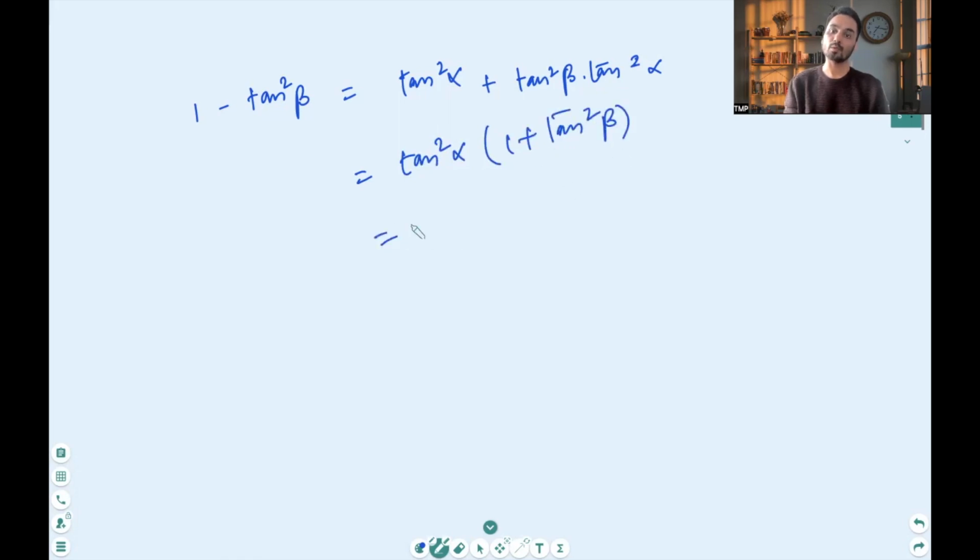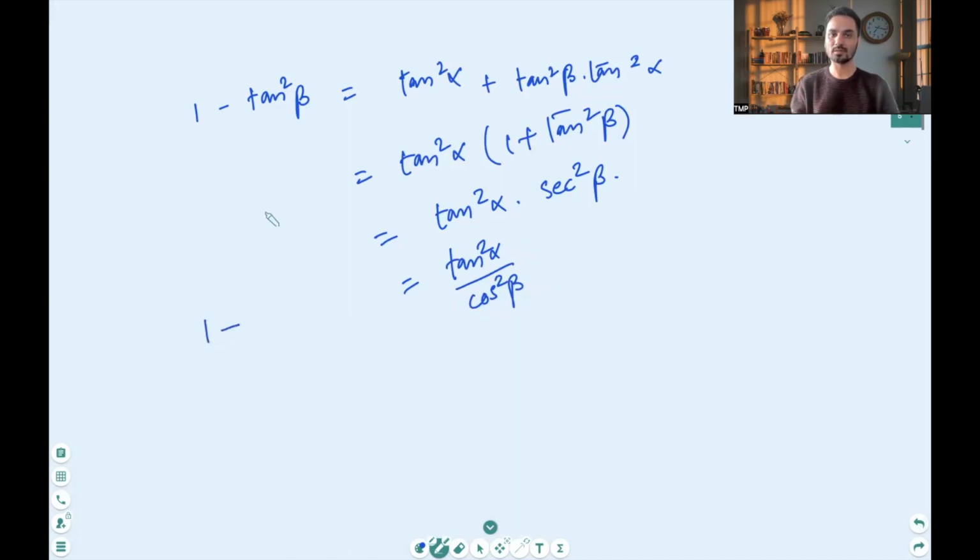tan²β, and we know that 1 plus tan²β is same as sec²β, and sec² is nothing but 1 over cos², so you have 1 over cos², or I can write tan²α over cos²β. The left hand side is 1 minus tan²β, which is basically cos²β minus sin²β over cos²β.